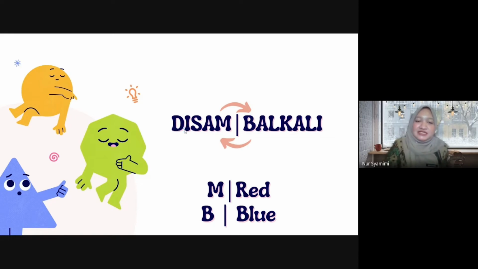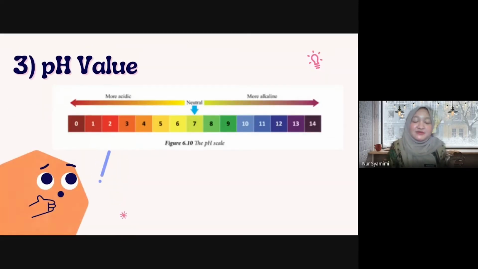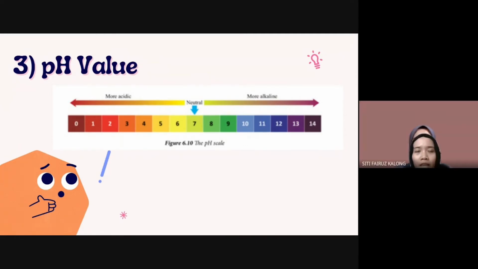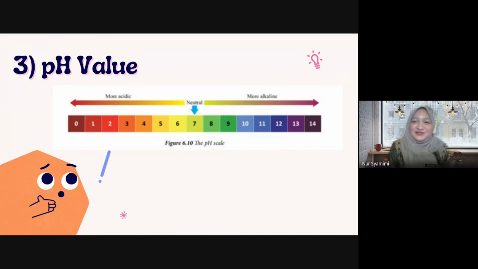Alright, so the last way to identify is the pH value. Acid is the substance that has pH value lower than 7 and alkali have pH value greater than 7. So what do you think pH 7 is and what is the example? Substance with pH 7 is neutral, such as water. Yes, it's true, Fairuz. Alright, so let's move to the next part, which is activity session.